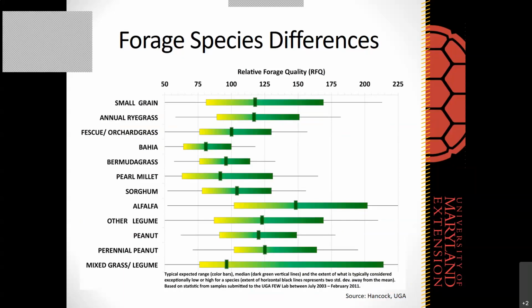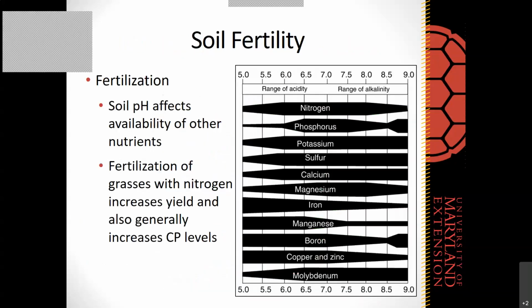But in general, if we look for those same kind of trends, here's our cool season perennials, fescue and orchard grass. Here's our warm season perennials, which tend to be a little bit lower. And then here is more of our legumes, which tend to be a little bit higher. So you can still pull out those same general trends, but just know that there is a lot of variation going on.